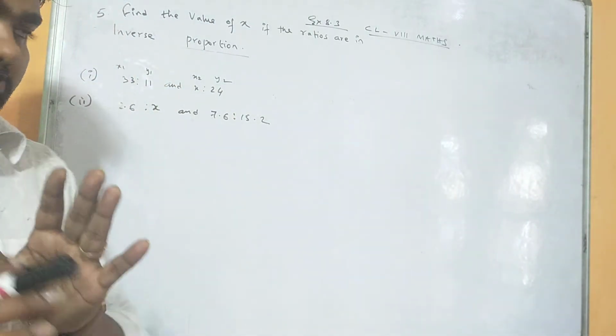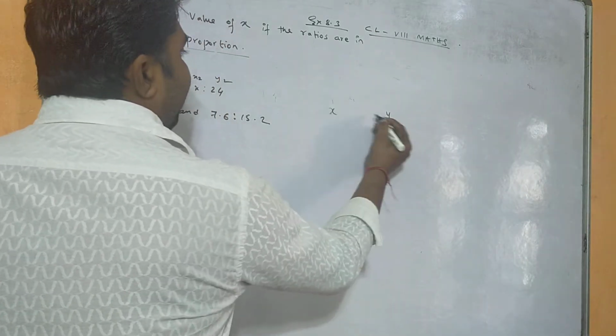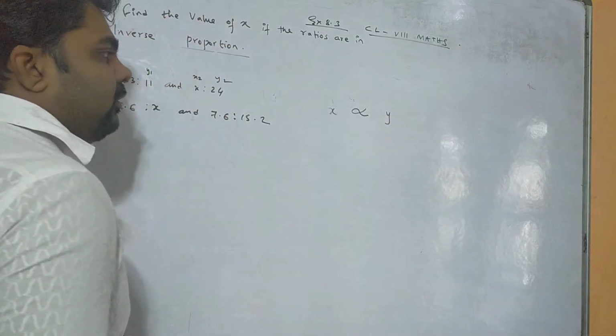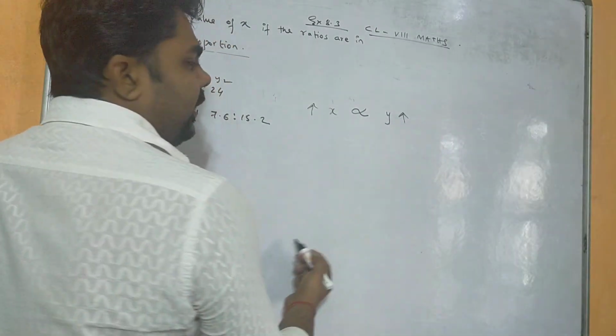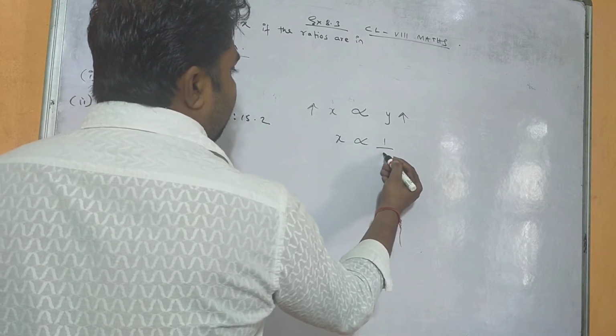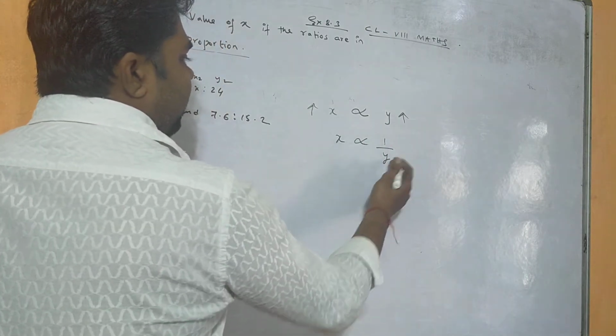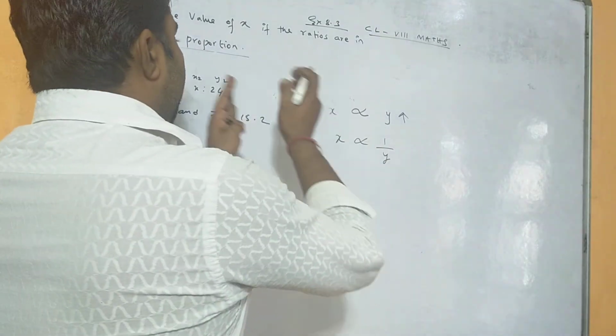Okay, you see in my previous class, as I have told, suppose x and y are there and they are directly proportional. So what was the sign? x directly proportional to y. That means if x is increasing, y is also increasing, right? But if it is inversely proportional, so how is it being mentioned? That is 1 by y. Okay? That is mentioned in ratio. So, this concept we will be using here.